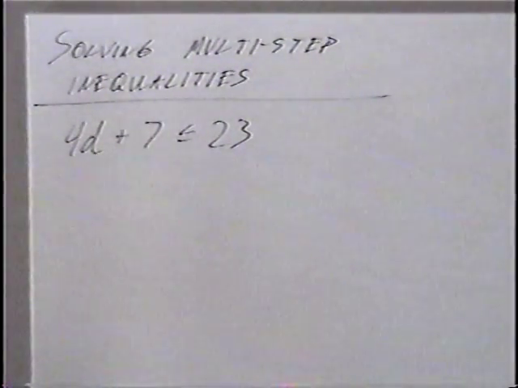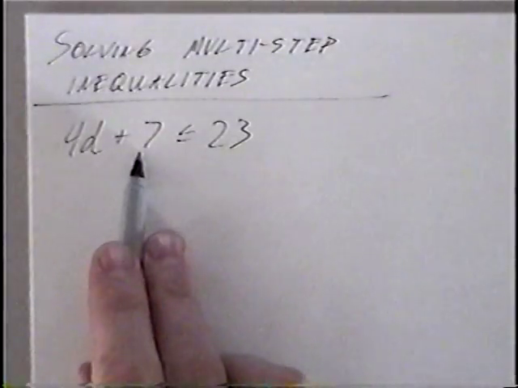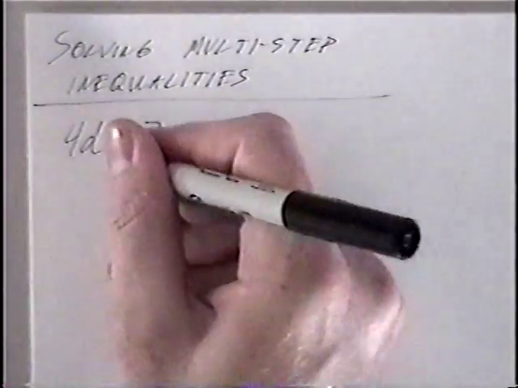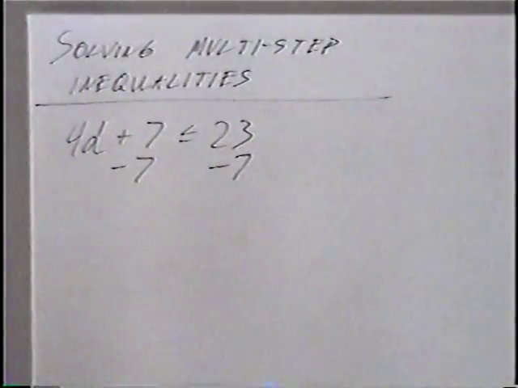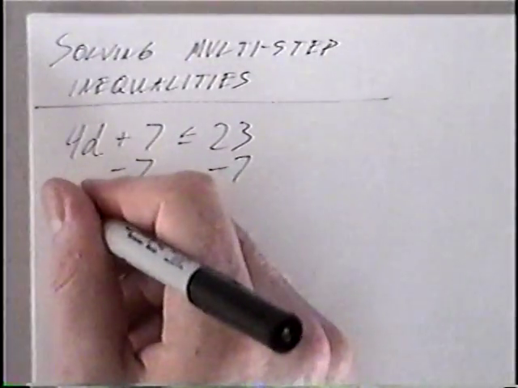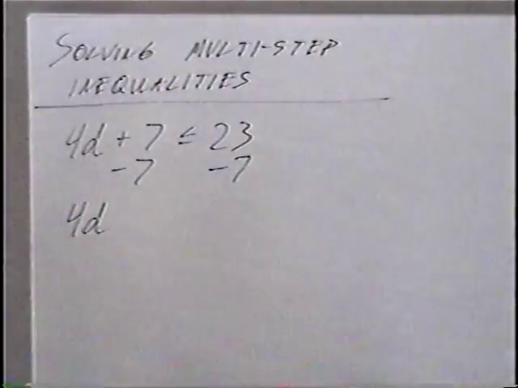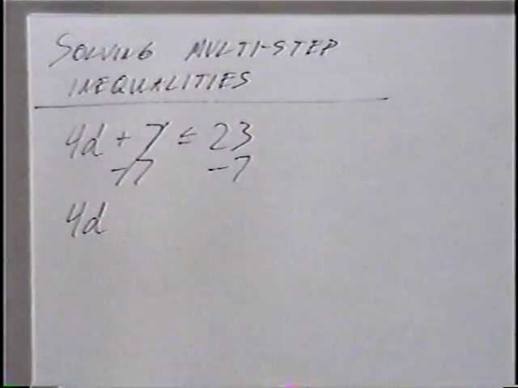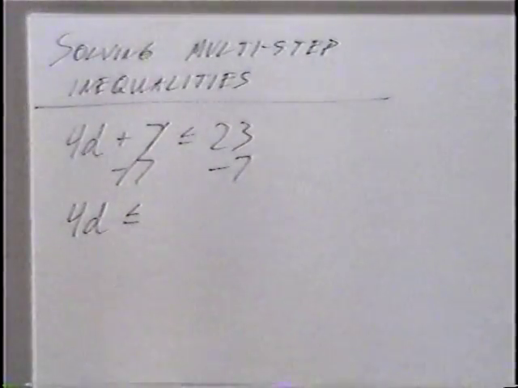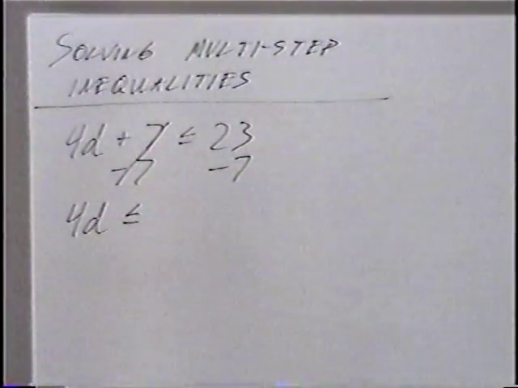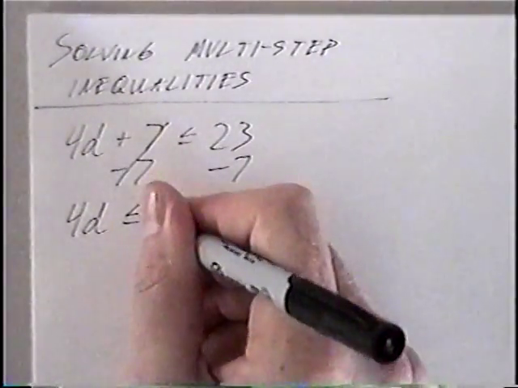And again, we want to solve for the variable, get d by itself. To get d by itself, we want to first get rid of the positive 7. To get rid of adding 7, we can subtract 7 on both sides. 4d would come down. The 7s would cancel. The inequality would stay the same. If you add or subtract a number, it does not switch. And 23 minus 7 would be 16.